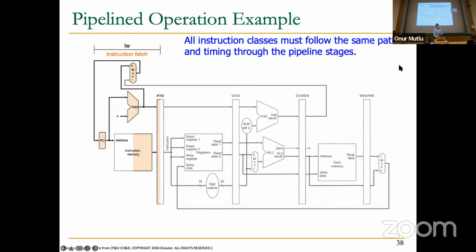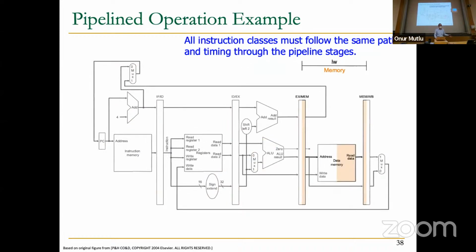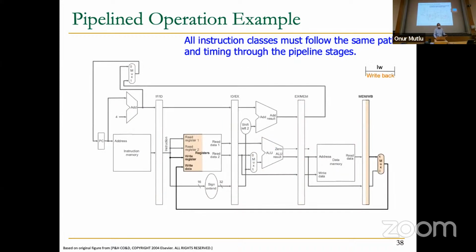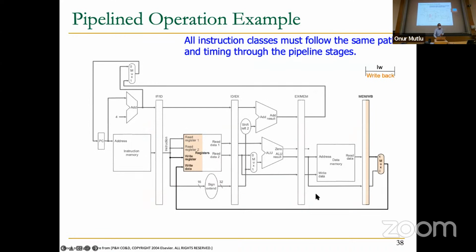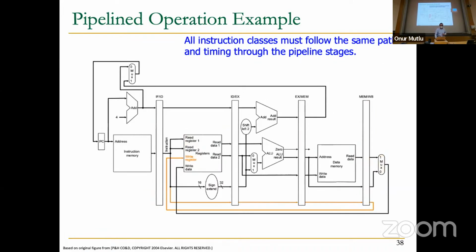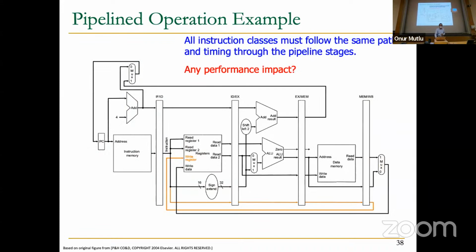Okay, so all instruction classes must follow the same path and timing through the pipeline stages. We're going to take a break after 5 minutes. So as you can see, load word is being fetched over here. Load word is being decoded, load word is being executed, load word is accessing memory and writing back. Load word is a good example because it goes through all the stages. But an add instruction, for example, does not have to go through this memory stage, but it will, because that's the pipeline, right? So basically, there is a performance impact because some instructions go through stages they don't need to go through. But this is very similar to what we have discussed earlier as well.